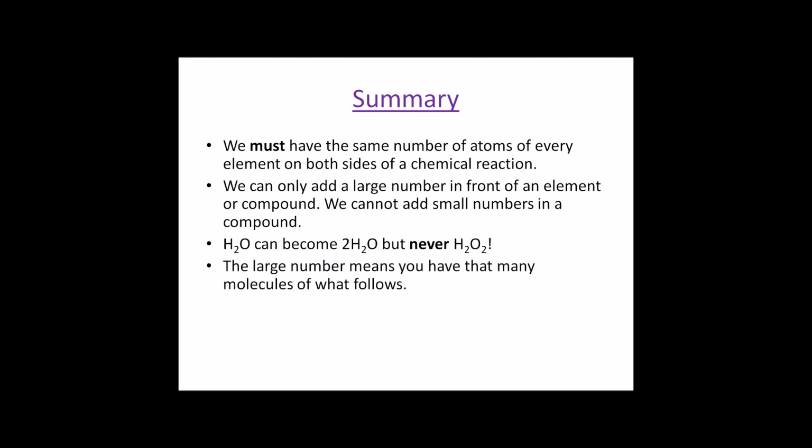The large number means you have that many molecules of what follows. Okay, so for example 2H2O means you got 2 lots of H2O, so you got 2 times 2 hydrogens, 4 hydrogens, 2 times 1 oxygens, 2 oxygens. And balancing is easy as counting and using basic multiplication. It really is. You may not be thinking about it now.